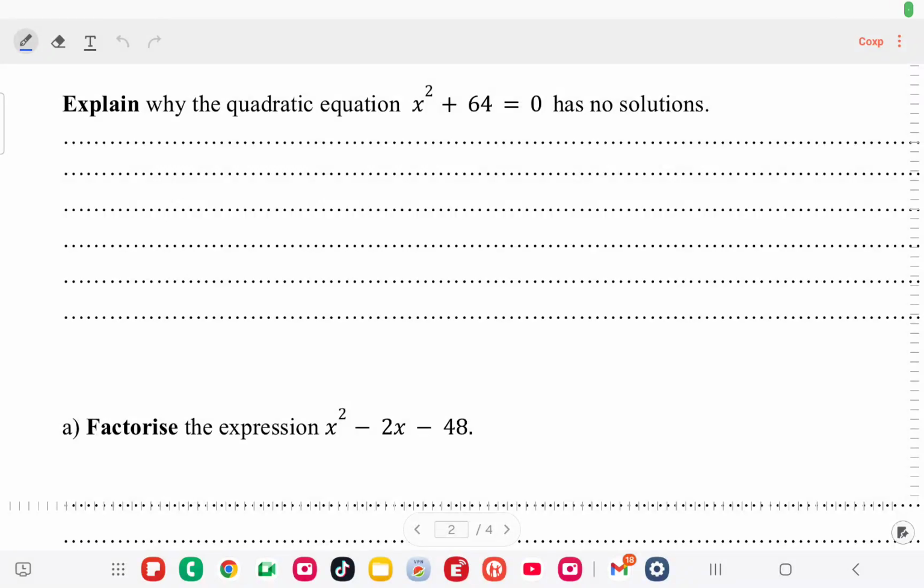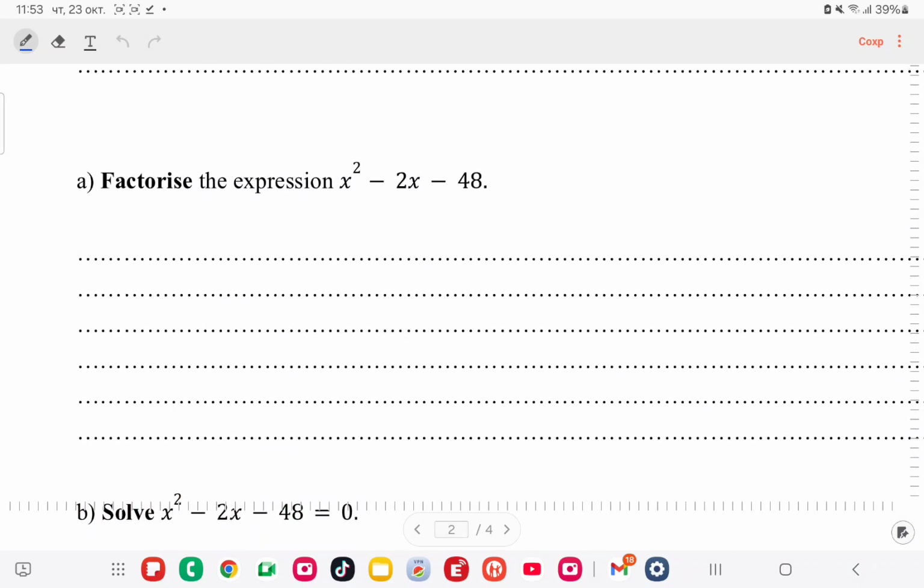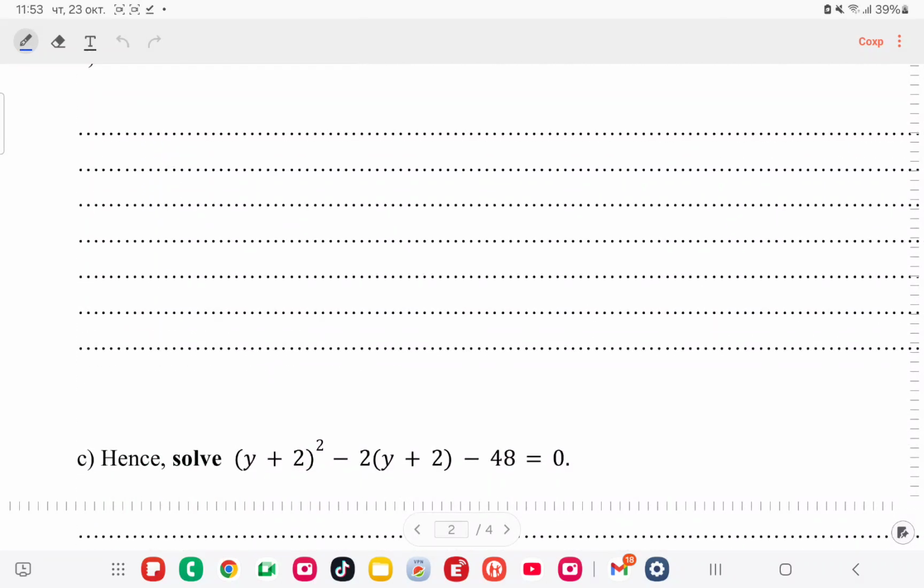Hello, in this video we will consider an exam style question for grade 7, and for some schools it's grade 8 material. Even if you have a gap, it's not a problem to consider and understand it straightforwardly in this video. Let's consider the question. It's all about quadratic equations. First we factorize the quadratic trinomial, and after that we solve equations.